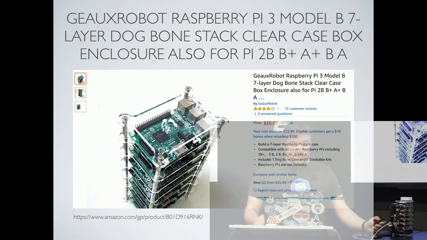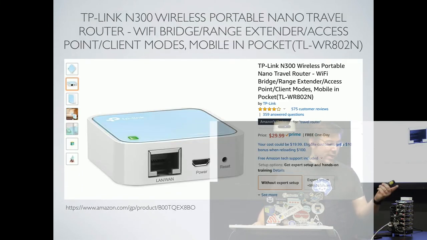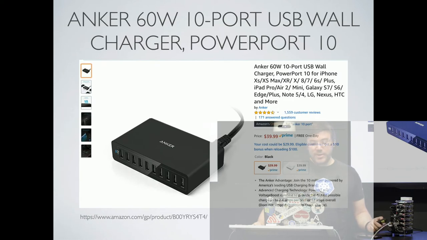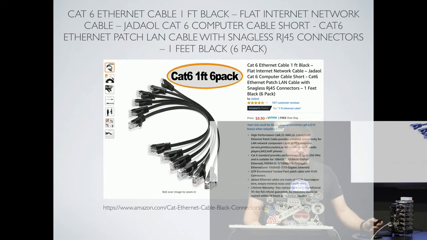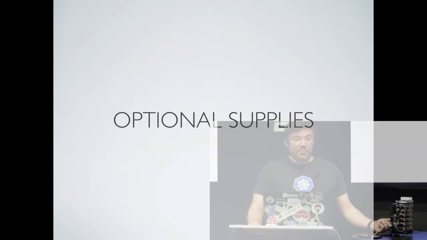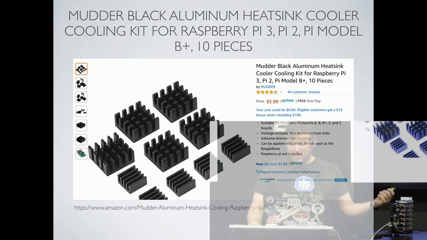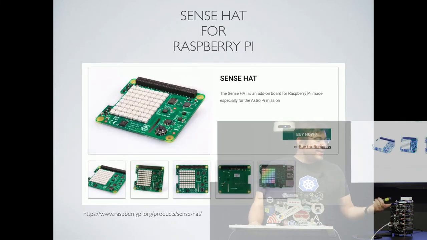You need a case. I found a nice one here. An Ethernet switch to connect it together. A Wi-Fi bridge. A USB power supply. What's nice is that this powers everything here, including the switch, that all runs on 5 volts each. Some USB cables, some flat short Ethernet cables, some SD cards. And there's some optional supplies I got, like some heat sinks just to keep things cool, a little USB flash drive so I could store persistent data, and then a little Raspberry Pi Sense HAT just to add some fun.